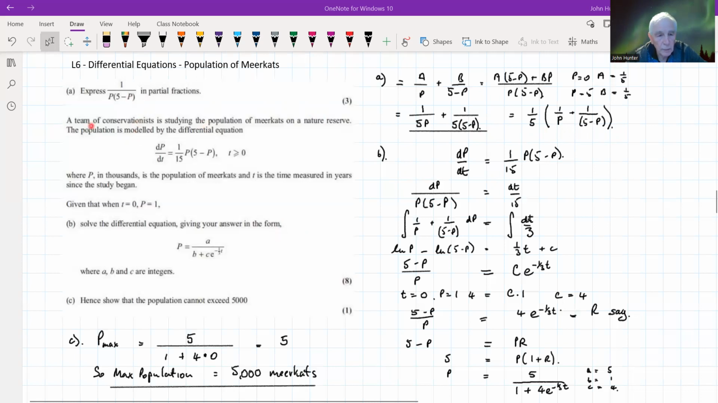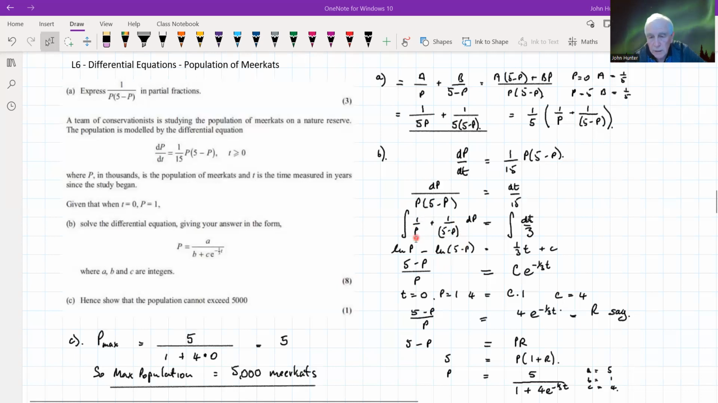Okay, so that's part A done, and then we go on to the second part, which we've just read out. Team of conservationists. We've got this differential equation here, which I've rewritten over there. It says solve the differential equation. So we're going to go through our separation process. We're going to get the p's on this side: dp over p(5 - p) = dt over 15, then integrate both sides. In this process, I've used this form and then multiplied both sides by 5. So this dt over 15 becomes dt over 3, and we're just left with this partial fractions decomposition.